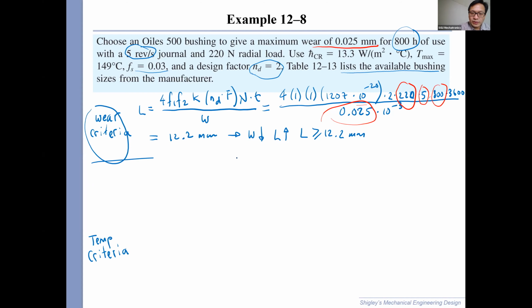The second one is the temp criteria. Here is the temp criteria. So again, I will already rearrange the formula. Okay, this is the temperature increase. Delta T is the temperature increase, and we are given the limit of 149.